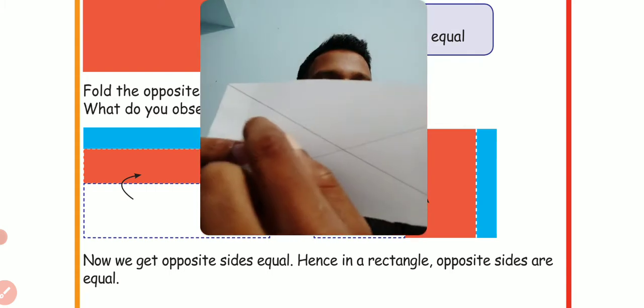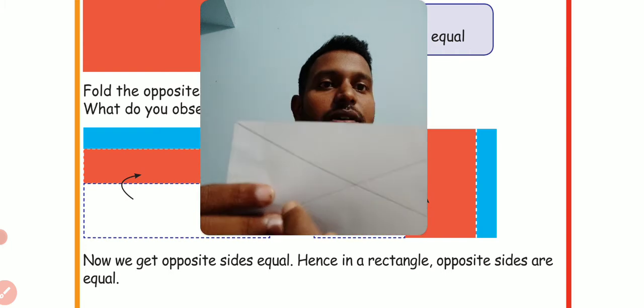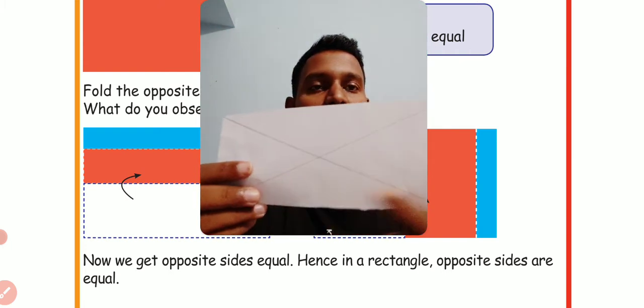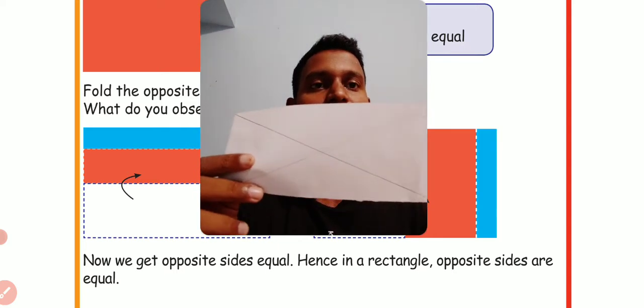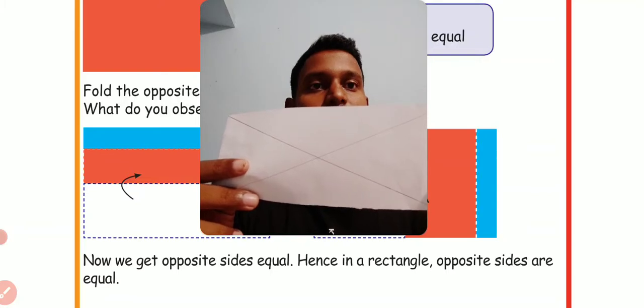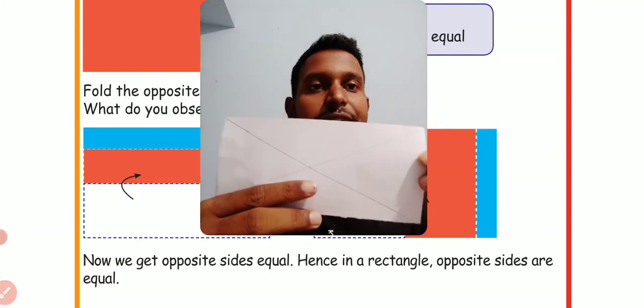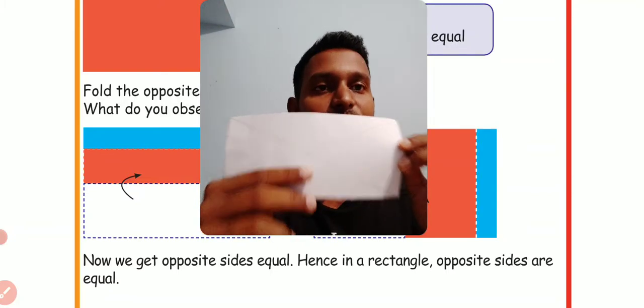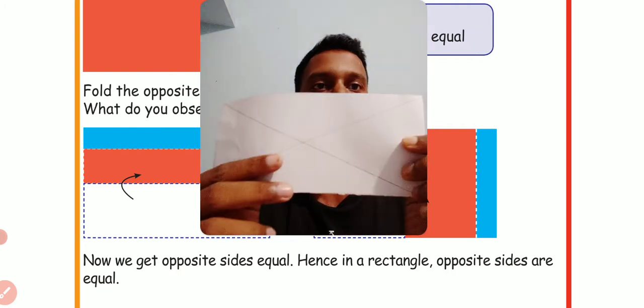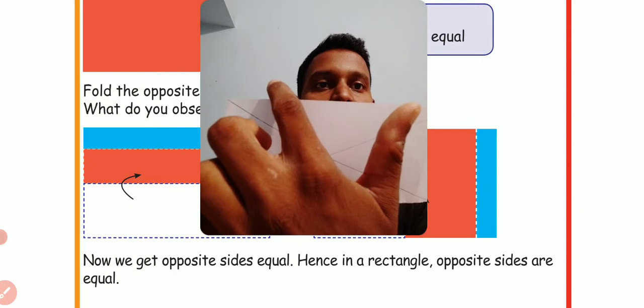This line is called a diagonal. How many lines are there? There are 2 lines. Therefore this rectangle, not just this rectangle, all rectangles, have two diagonals, four sides and four corners, and the opposite sides are equal in a rectangle.